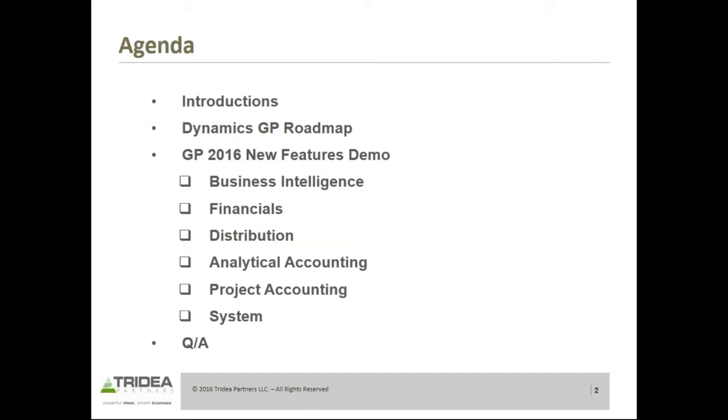So just to go over the agenda for today, following that brief introduction, we'll look at the GP roadmap, what Microsoft has added into the latest releases of GP, and what is in store for the future. We'll look at the demo of the key areas where they've made major changes, including the business intelligence area, financials, distribution, analytical accounting, project accounting, and just some general system changes. And then we'll end it with a Q&A session.